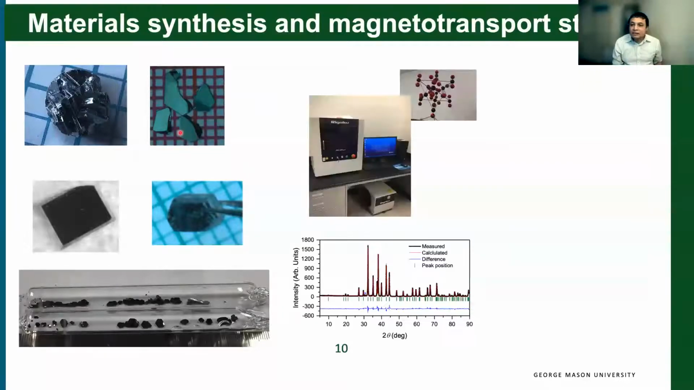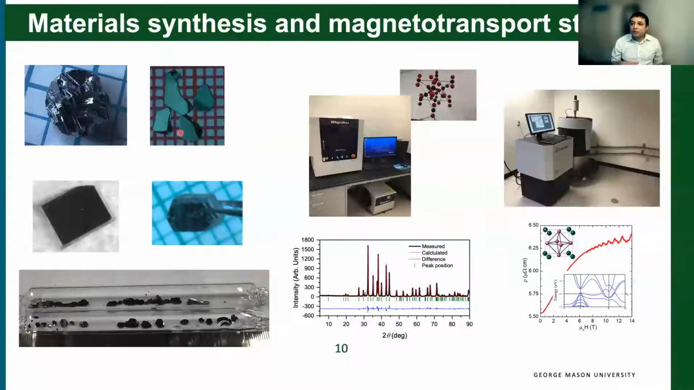Then we characterize these materials that we grew in my lab by various techniques, and we measure their physical properties to study the quantum mechanical properties. And one of those quantum mechanical properties that we are studying is the topological Hall effect in materials. Now I'll briefly show you why this topological Hall effect is a quantum mechanical phenomenon and how we are studying that.